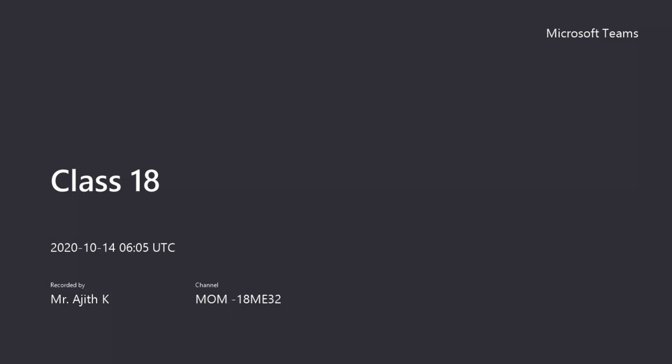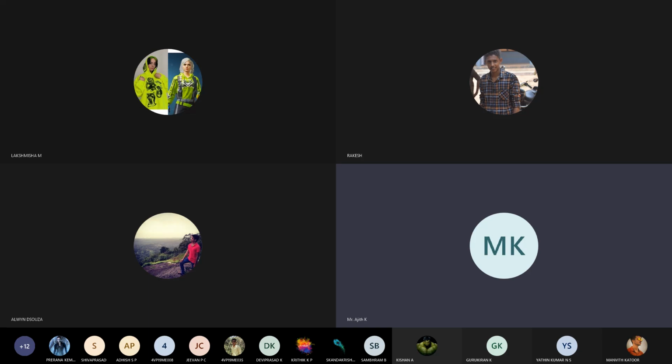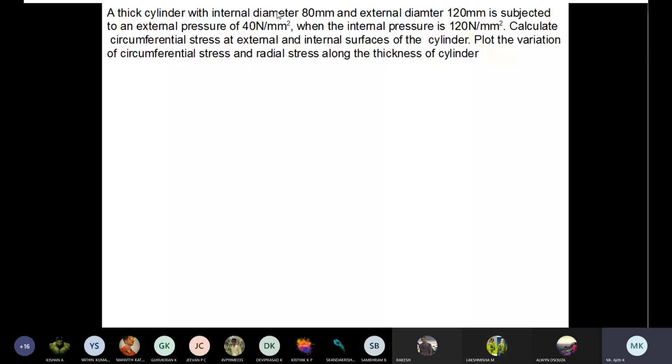A thick cylinder with internal diameter 80 mm and external diameter 120 mm is subjected to an external pressure of 40 Newton per mm square when the internal pressure is 120 Newton per mm square. Calculate circumferential stress at external and internal surface of the cylinder. Also plot variation of circumferential stress and radial stress along the thickness of the cylinder.